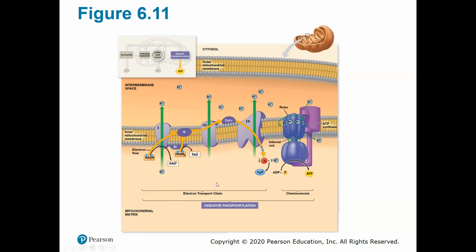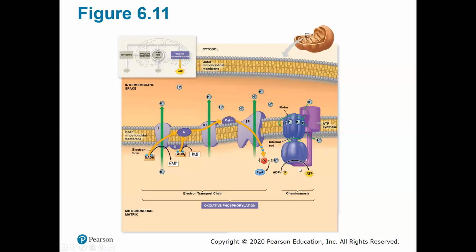The overall result of the electron transport chain, though, is this concentration gradient now. So you have put all these hydrogen ions on this side. They have all traveled here. So now you have a very, very high concentration of hydrogen ions on this side and a low concentration on this side. And so that leads us to the last part of oxidative phosphorylation, which is chemiosmosis.